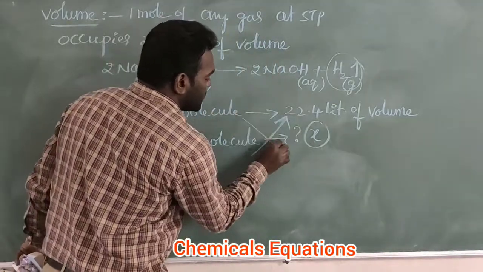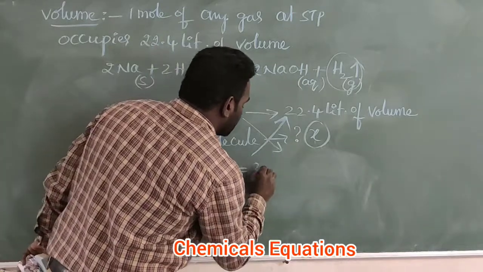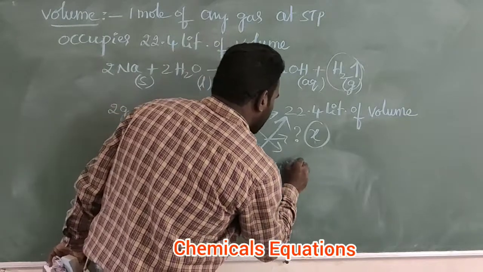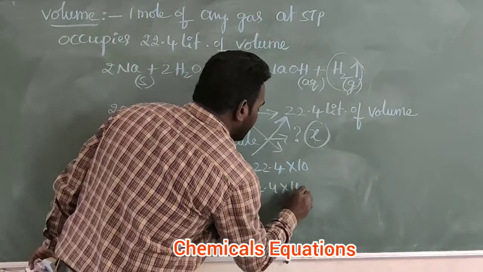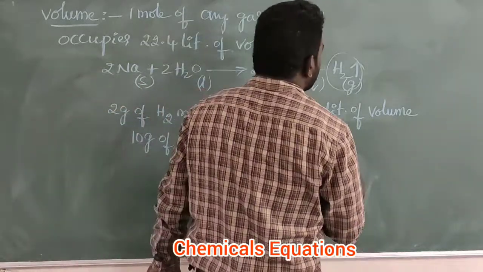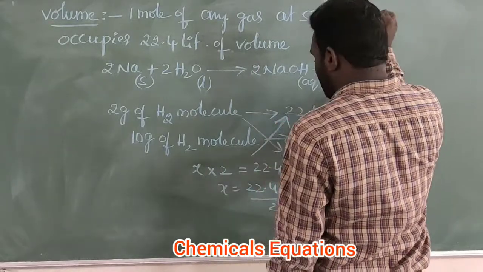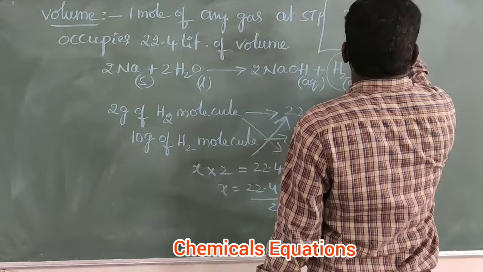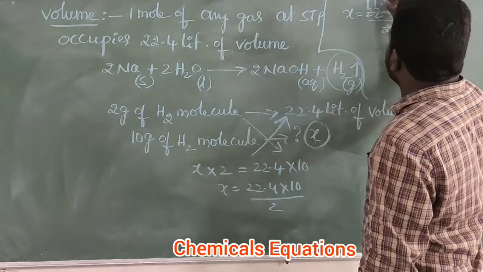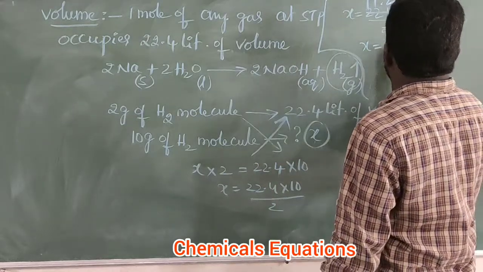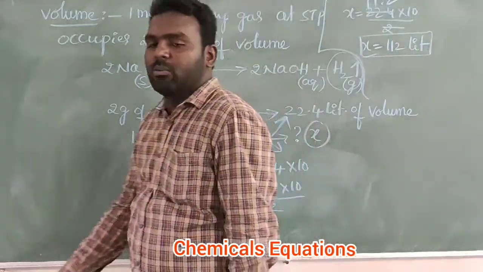Here also you can cross multiply, and finally we write x into 2 is equal to 22.4 into 10. So x is equal to 22.4 into 10 by 2. Here this 2 is cancelled by the 1 and the 2 times, and then x is equal to 112 liters of volume of hydrogen gas.